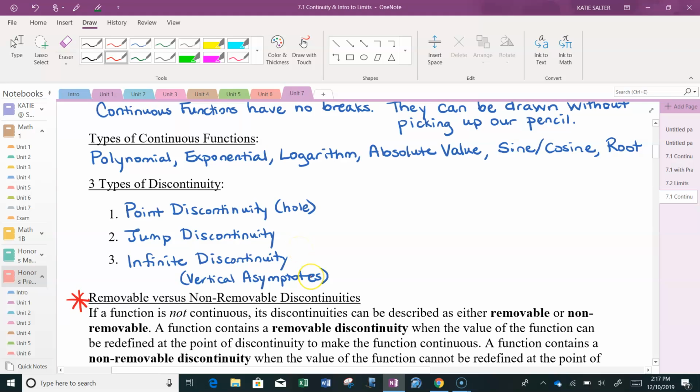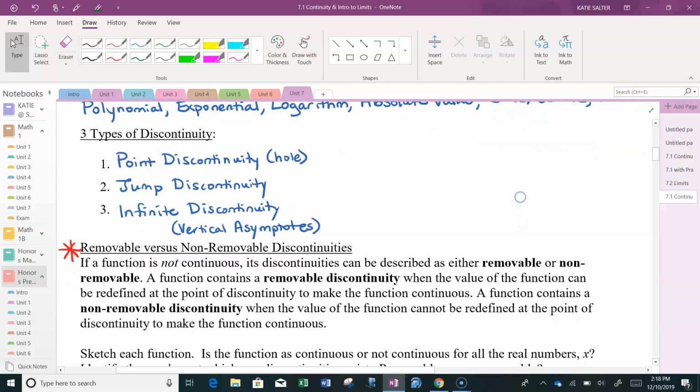And then the third one is infinite discontinuity. Infinite discontinuity is pretty much when you have a vertical asymptote. When we have a vertical asymptote in the middle of our graph, it increases without bound or decreases without bound. In other words, it goes off to infinity or to negative infinity. So we call it infinite discontinuity.